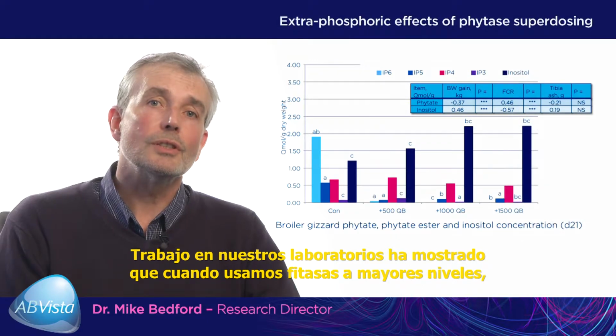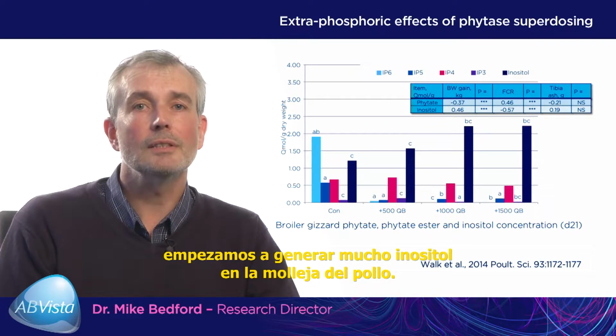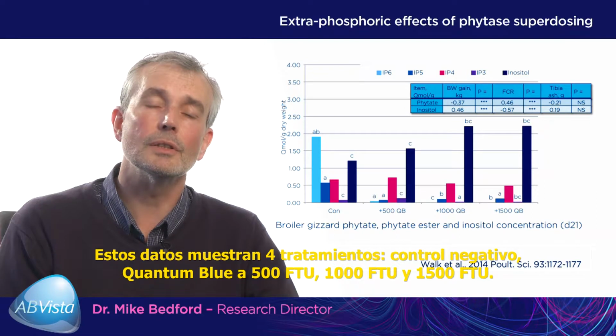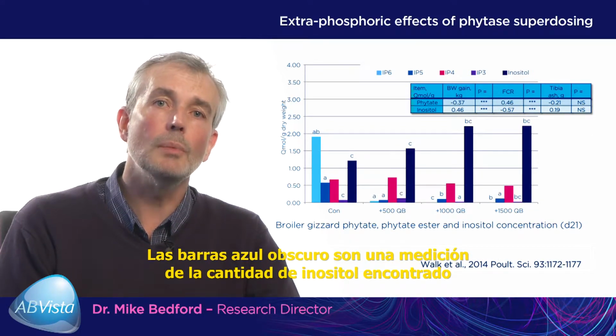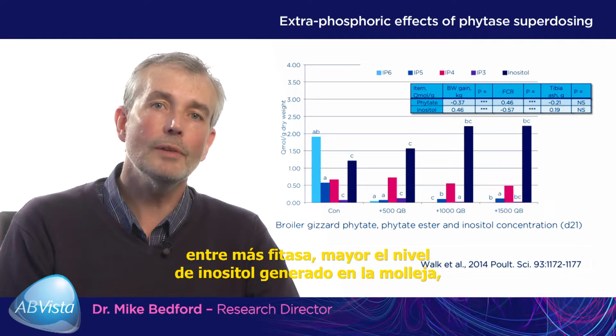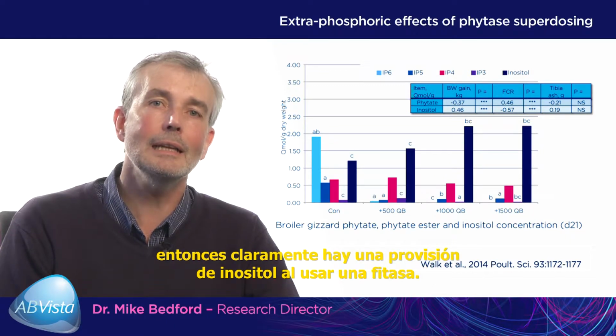Work in our own laboratory has shown that when we use phytases at higher levels, we start to generate an awful lot of inositol in the gizzard of the chicken. This set of data on this visual shows on the right-hand side the 4 treatments of interest and negative control, Quantum Blue at 500, 1000 or 1500 units. And if you look at the very dark blue bars, this is a measure of the amount of inositol we found in the gizzard when feeding these various levels of phytase. And you can see the more phytase that is fed, the higher the level of inositol generated in the gizzard. So there clearly is inositol provision when we use a phytase.